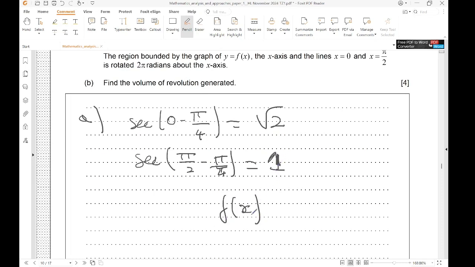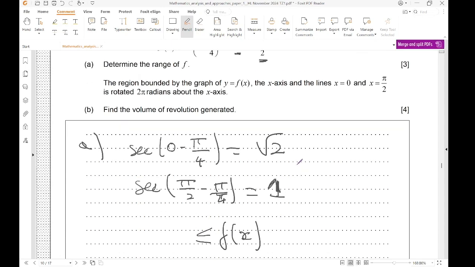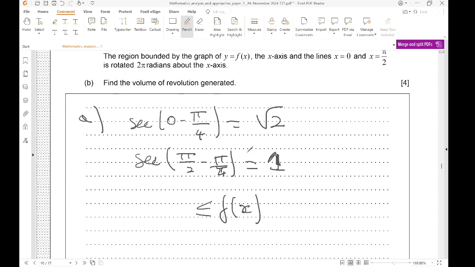So f of x, which we're detailing our range right now. We plugged in 0 and we got root 2. So we know that f of x will always be less than or equal to root 2. And since root 2 is greater than 1, it has to be greater than or equal to 1 and less than or equal to root 2, because it has to be between these two. If we put root 2 over here, it would be f of x less than or equal to root 2 and greater than or equal to 1, and that would not work because root 2 is greater than 1. So I hope that makes sense.